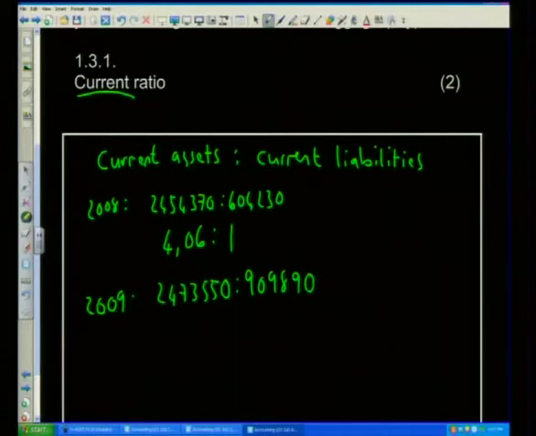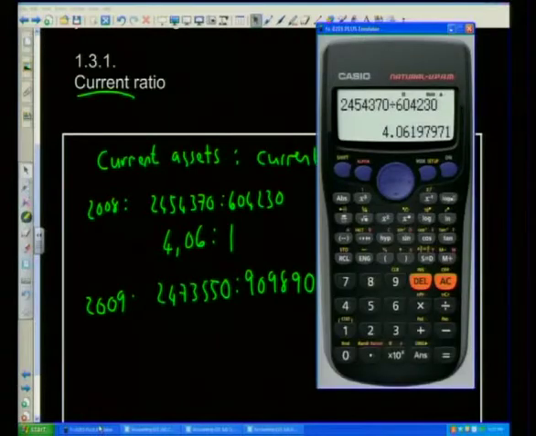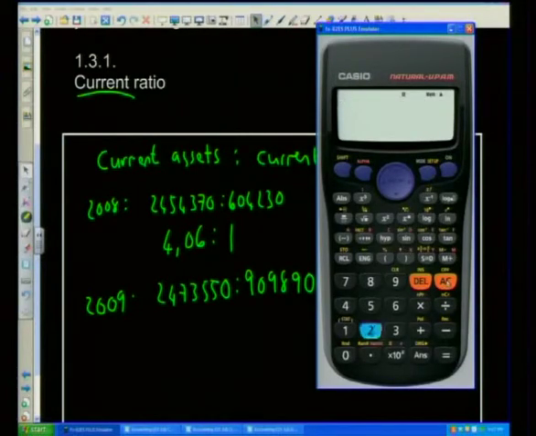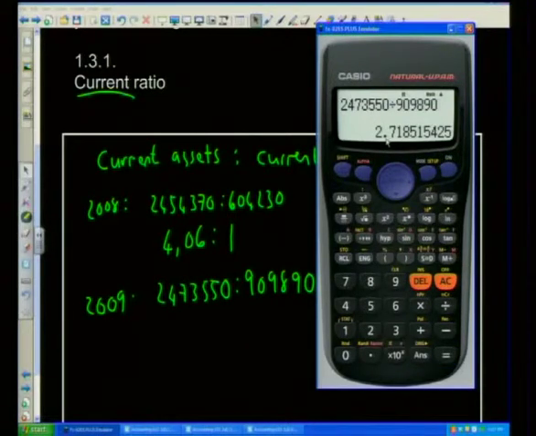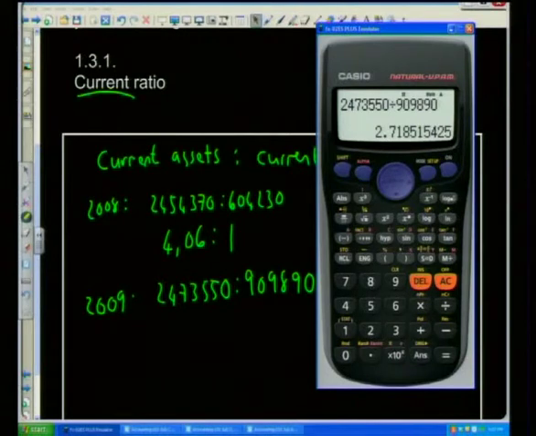And once again, I'll pull the calculator up on the screen and let's have a look at the answer. So we're going to take the left-hand side of 2473550 and we will divide it by the right-hand side of 909890, and that will give us our current ratio of 2,71 to 1. So let's stick that answer on the screen here.